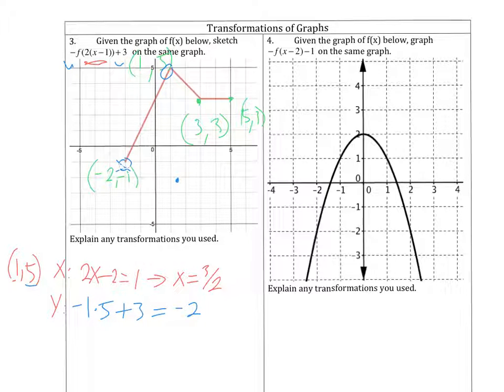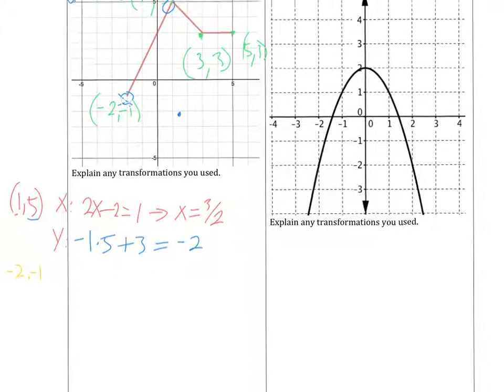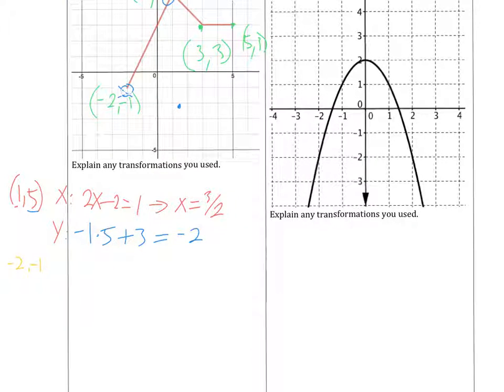Next point, we'll do in yellow. I'm going to do -2, -1 this time. So the same setup. Old x value, -2, is equal to 2x minus 2. That's the inside of this function. I'm going to add 2 to both sides, divide by 2, and I get x equals 0.